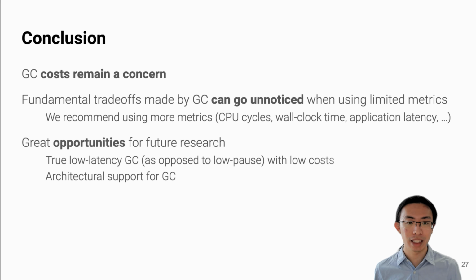The silver lining is that there are great opportunities for future research. GC designers and implementers can aim to deliver true low latency GC as opposed to just having low pauses, and do so with low costs in a wide range of metrics. And architectural support of GC can be something worth exploring to lower the cost of GC.